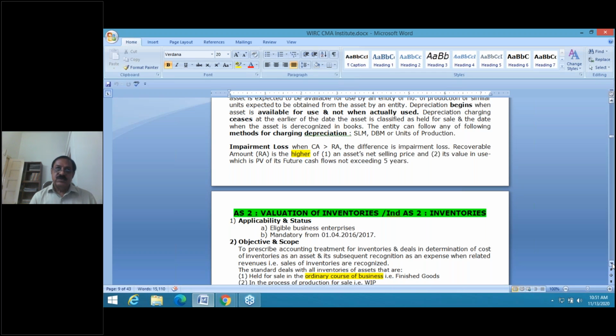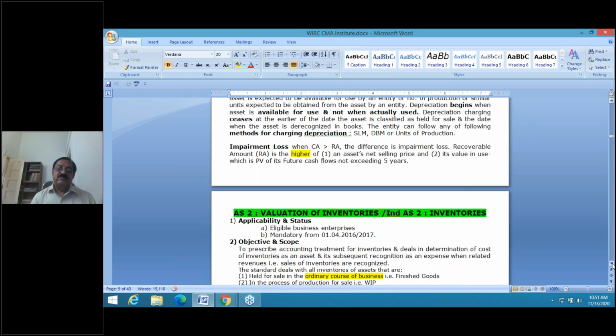Suppose your carrying amount is 100 rupees. Net selling price is 105. Value in use is 95. So what is the recoverable amount, friend? The higher of net selling price 105 and value in use 95 is 105, but 105 is higher than the carrying amount of 100. So there will be no impairment loss.